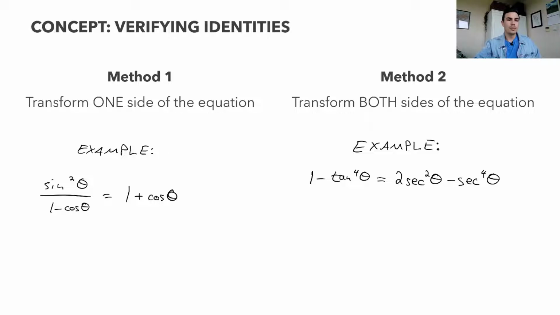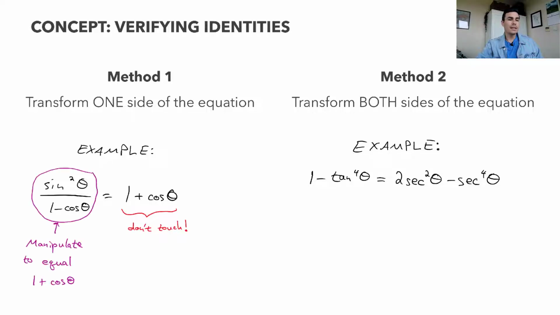So we got two examples here. On the left-hand side, we would say, okay, 1 plus cosine theta, I'm not going to touch that. I'm just going to leave that as is, and I'm going to manipulate the left-hand side of that equation until it equals 1 plus cosine theta, until it equals this side of my identity, or my equation.